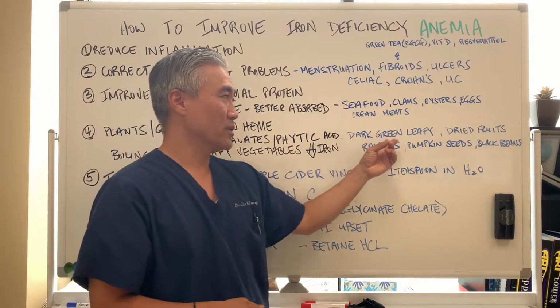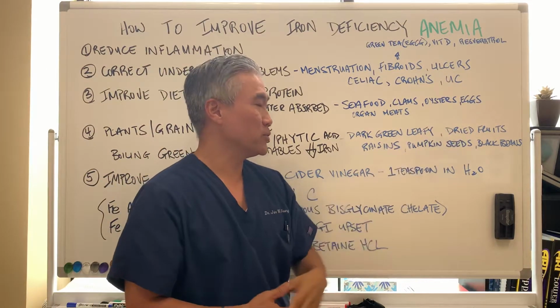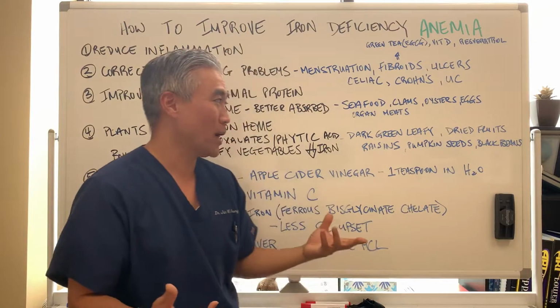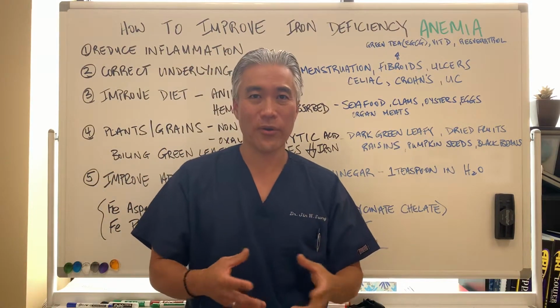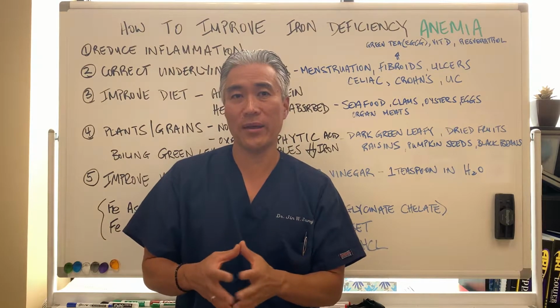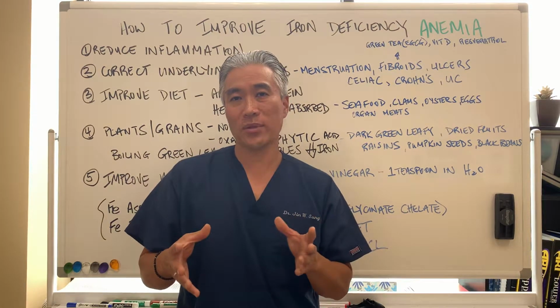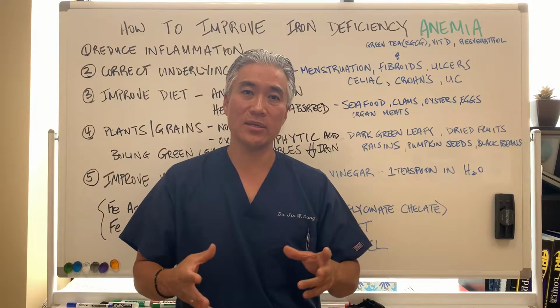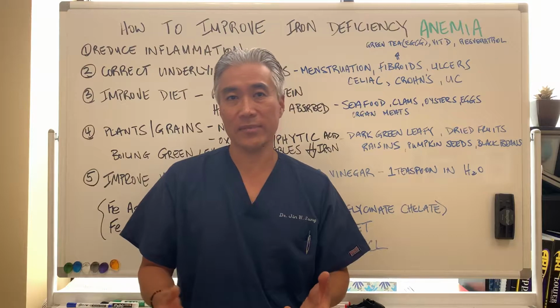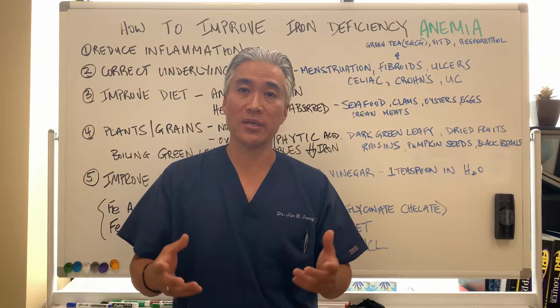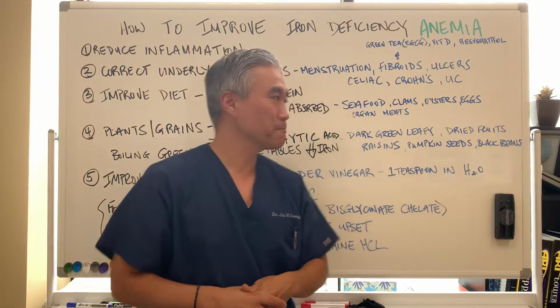You need to take in green leafy veggies, dried fruits, raisins, prunes or apricots, pumpkin seeds, black beans, and there are other things that have iron in them. But again, if you want the highly absorbable form, you need to have some sort of animal protein, or you may need to supplement. At the end of the day, it's not the worst thing. You may have to supplement some iron, right?